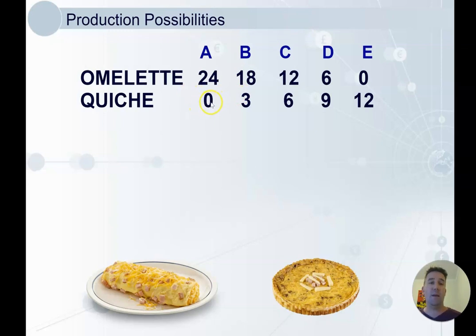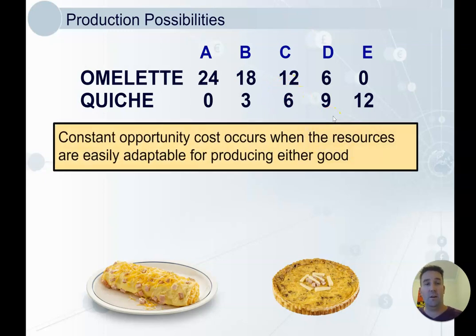So every time we want to make a quiche, what it means is we give up the opportunity of making 2 omelets, right? So here we've got making 3 quiches, so we give up 6 omelets, right? And it's always 3 and 6. So essentially 1 quiche equals 2 omelets. So it's constant opportunity cost. So get this one down.